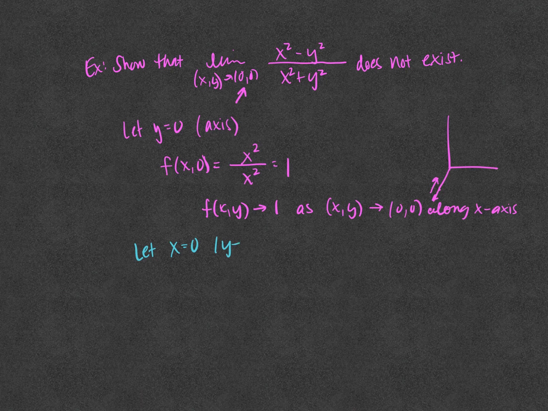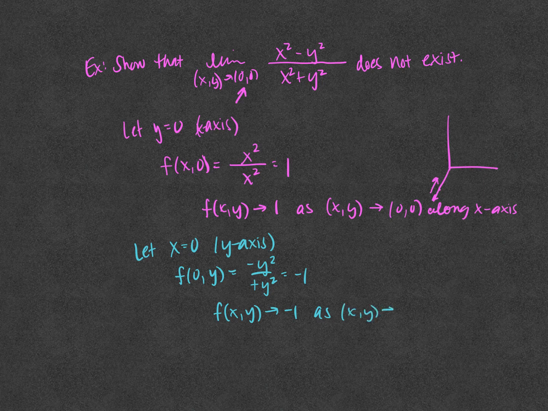So now let's let x equal 0. So we're going to look at the y-axis. This up here would be the x-axis. I forgot to fill that in. Then we're going to say f of (0, y) equals, when we plug 0 in for x, we get negative y squared over positive y squared, which is negative 1. So we have f of (x, y) approaches negative 1 as (x, y) approaches (0, 0) along the y-axis.